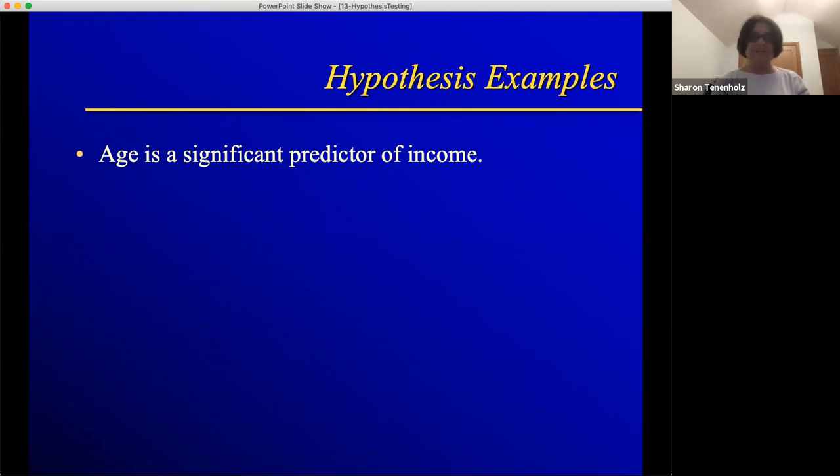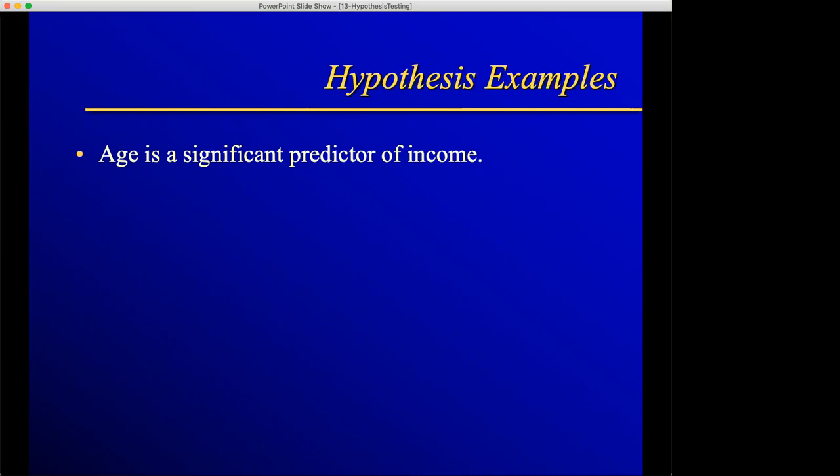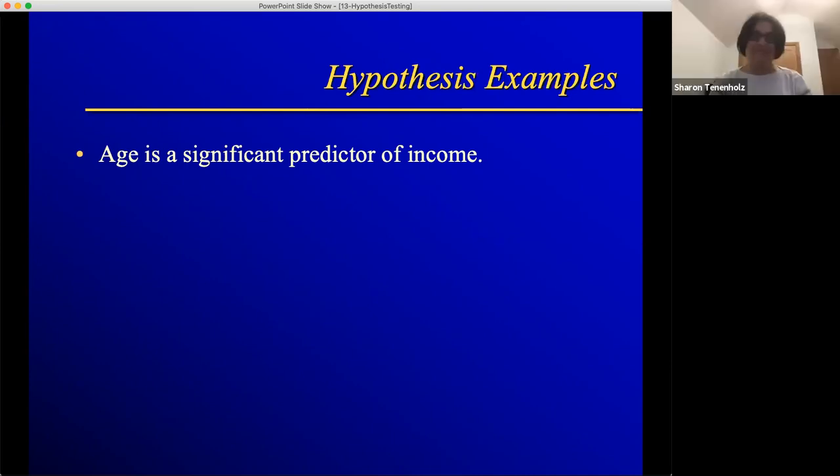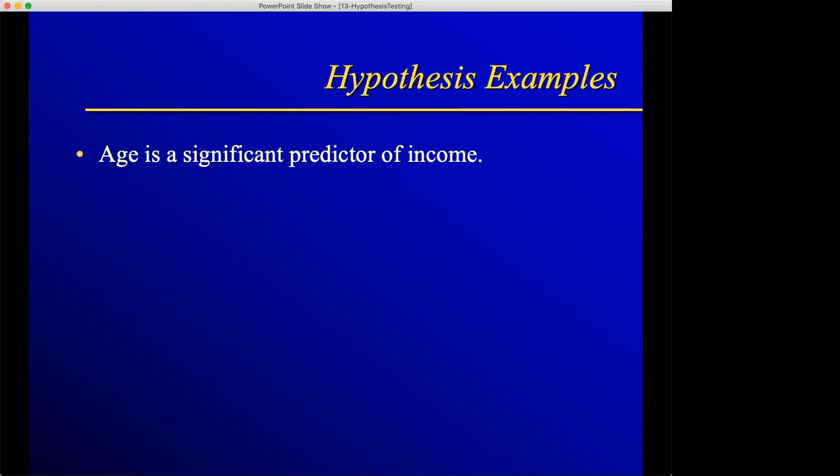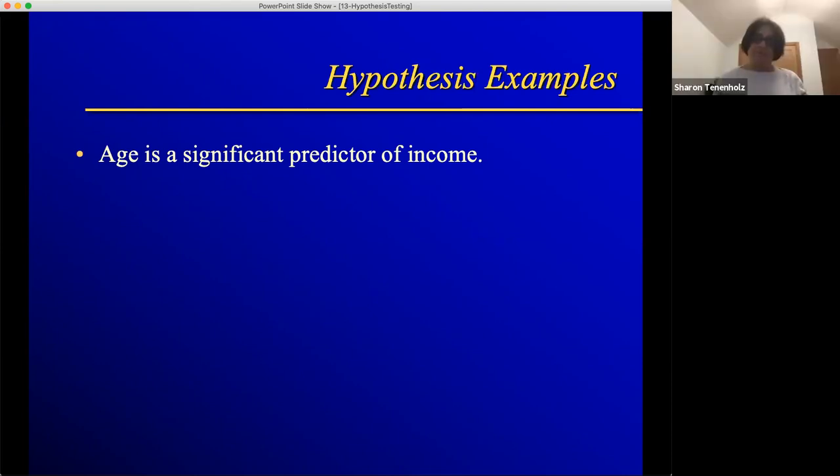Am I predicting a specific direction here? Non-directional. Good. This is non-directional. Thank you, Julia. I'm not predicting that income goes up as age goes up or income goes down as age goes up. I'm just saying that there's a relationship. One predicts the other. So this is non-directional.